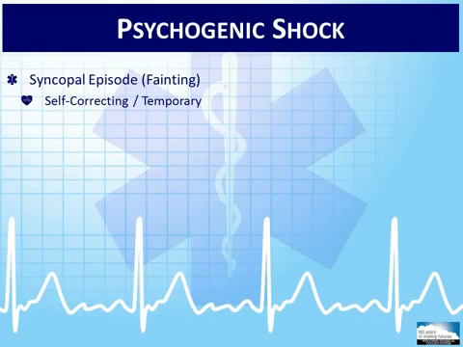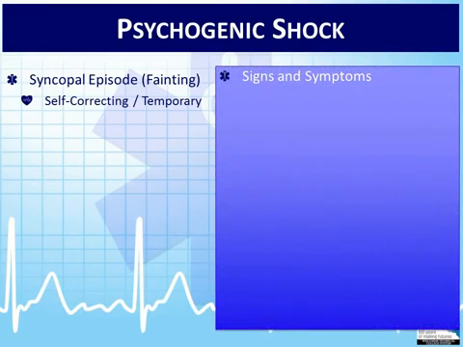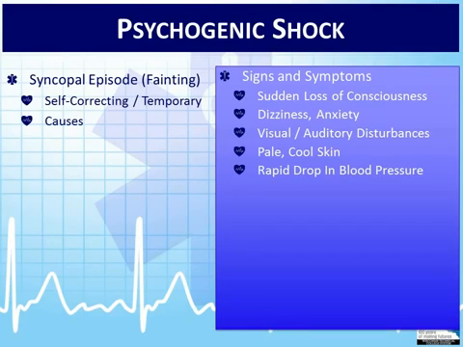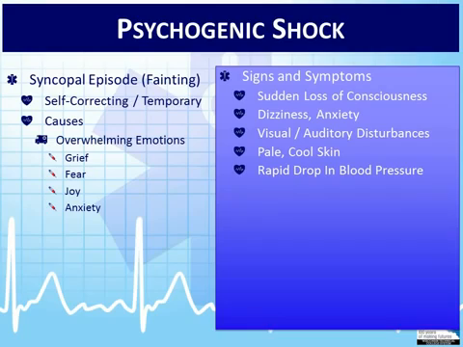Signs and symptoms associated with this type of shock may include a sudden loss of consciousness, fainting, or something less drastic such as dizziness, anxiety, loss of vision, or loss of hearing. Pallor, diaphoresis, thready pulse, and low blood pressure may also be present. Some common causes of psychogenic syncope include grief, fear, joy, anxiety, or any other overwhelming emotional response.